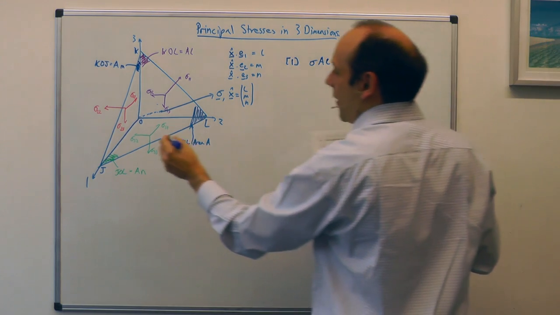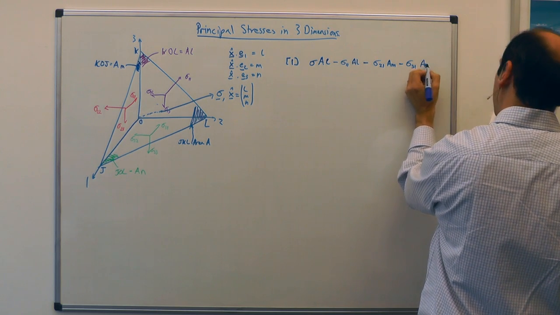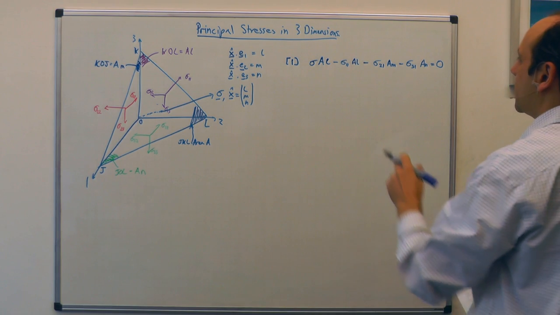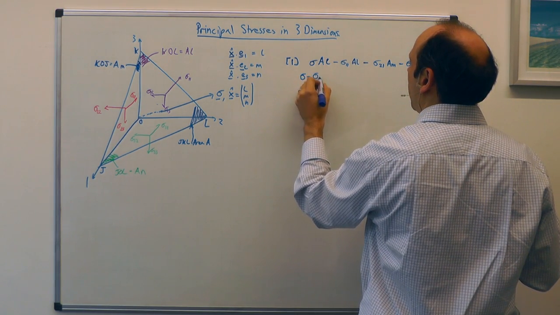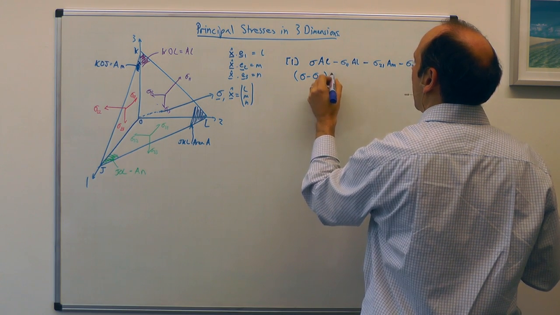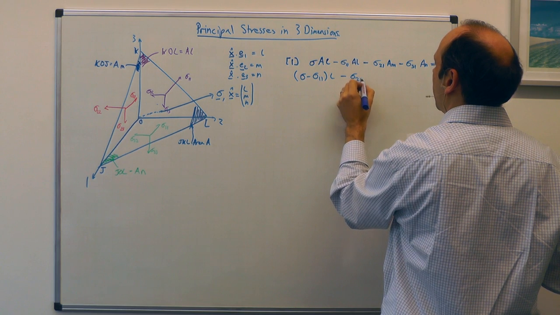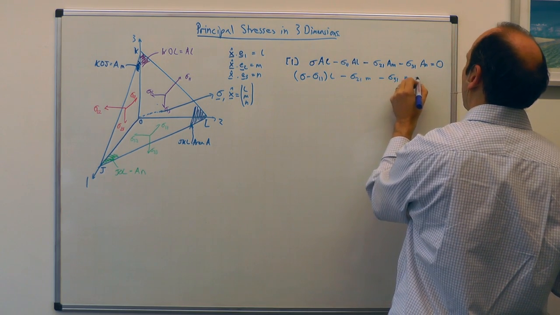And that's acting on an area there of AN. And those must be in equilibrium, so they balance to zero. So what I've got here is minus sigma 1-1 L, once I divide through by A, minus sigma 2-1 M, minus sigma 3-1 N equals zero.